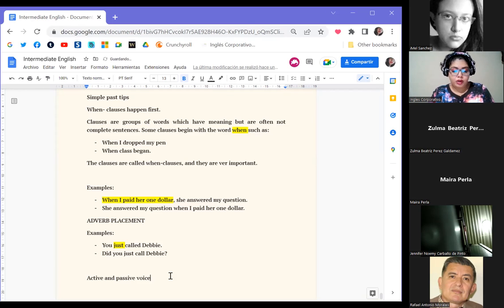Let's see, verb form. So it says that a sentence can be active or passive. Therefore, sentences also have active forms and passive forms. We are going to learn something about this.